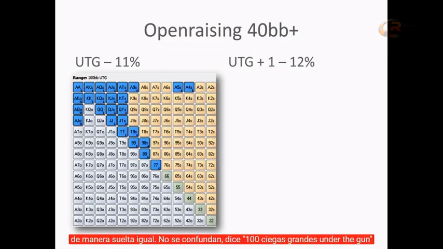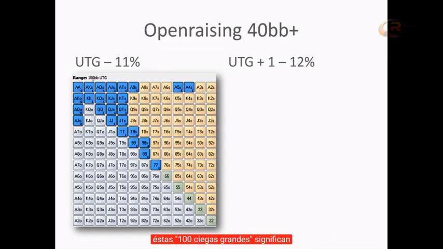Don't get confused. It says 100 big blinds under the gun. This 100 big blind, it stands for early game, big stack. So this range is for 40 big blinds and more.